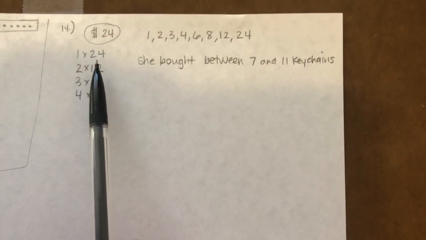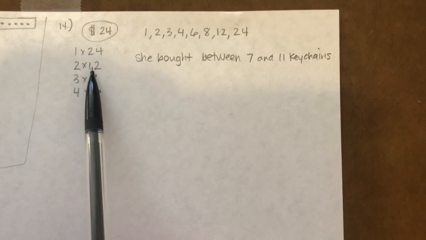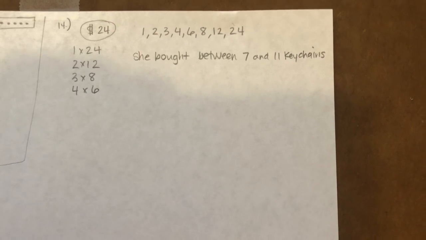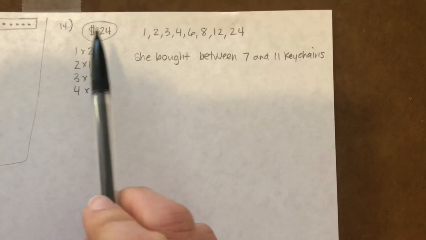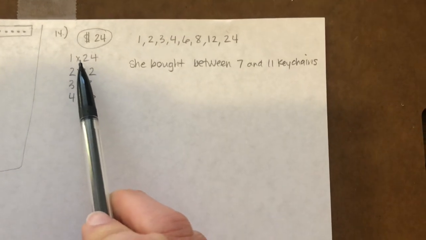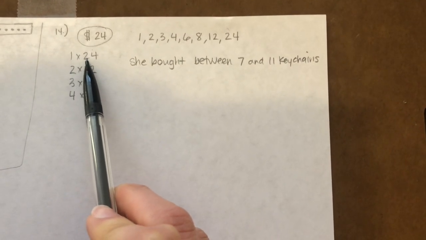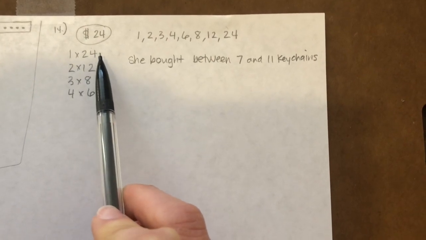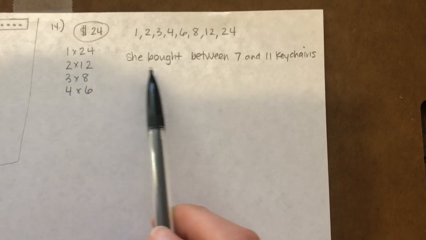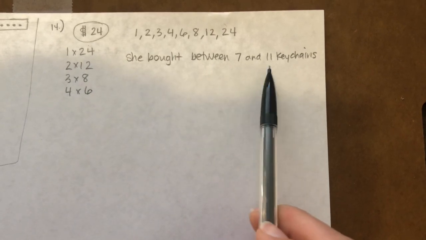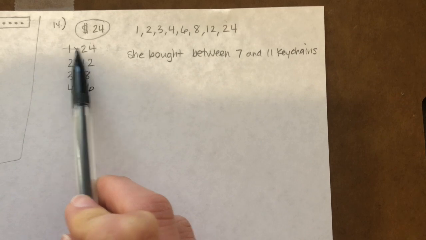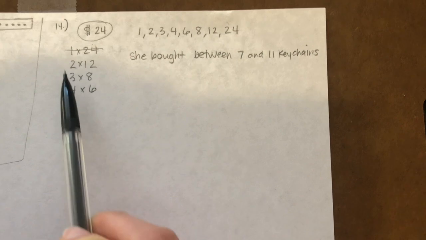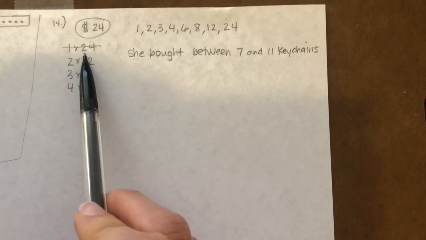So we've got 1 times 24 equals 24, 2 times 12 equals 24, 3 times 8 equals 24, and 4 times 6 equals 24. So if she spent $24, that means that she could have bought 24 keychains at $1 each to end up spending $24. But we know that she bought between 7 and 11 keychains. So this isn't going to work because the only options here are buying 24 keychains at $1 a piece or buying 1 keychain at $24 a piece.